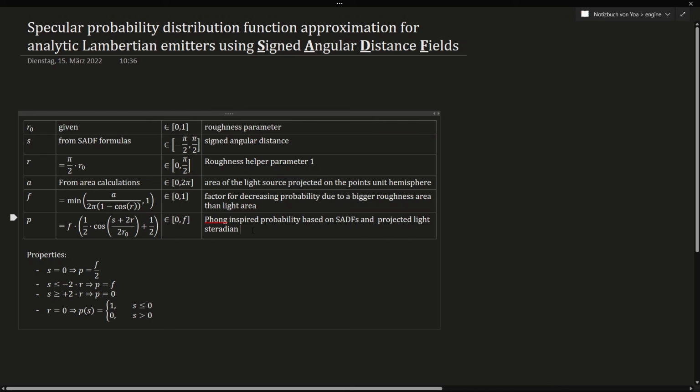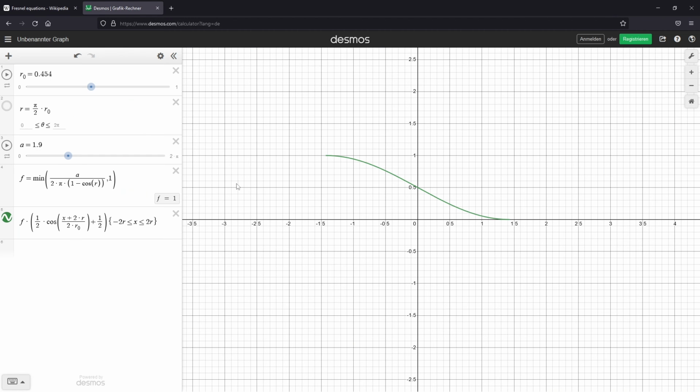If that doesn't make any sense, I have a tiny visualization of how this function looks. And here you can see, depending on signed angular distance on the x-axis you will get a different probability and thus a different specular strength. You can see as the A value decreases, the probability decreases as well. This is because a smaller light source obviously is less likely to be hit by a reflection ray.